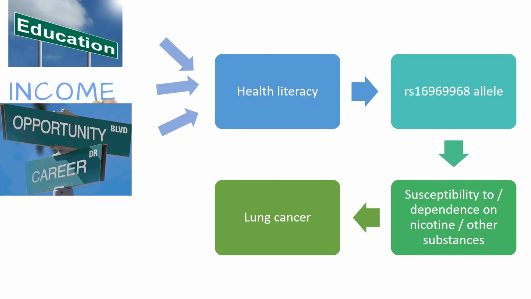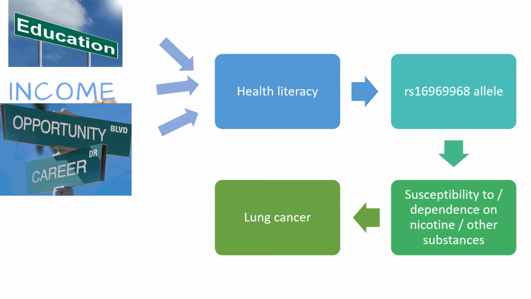And sometimes, if we have the presence of this RS1696998 allele, sorry, I cannot pronounce that right, it can increase our susceptibility or dependence on nicotine or other substances, and this may increase our risk for lung cancer. And who is going to be aware of this? That the presence of this RS1696998 allele can lead to nicotine dependence.